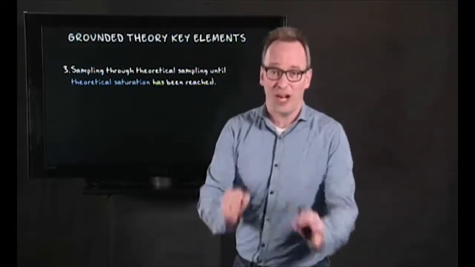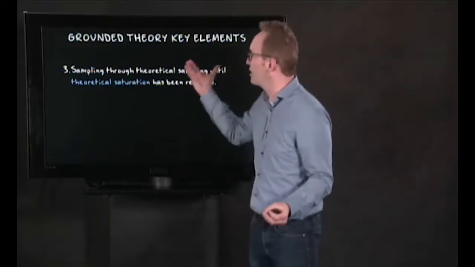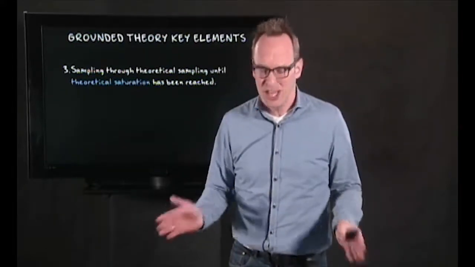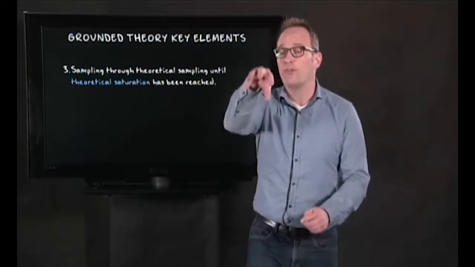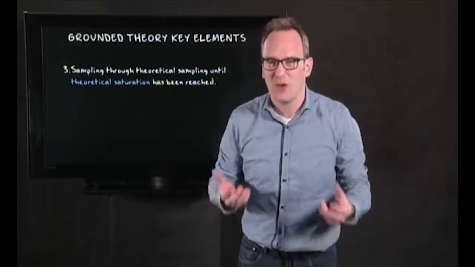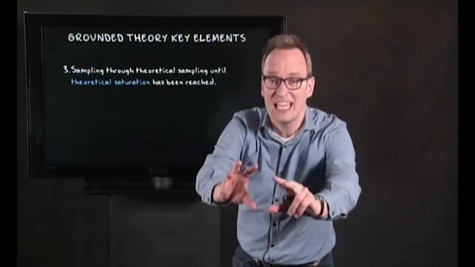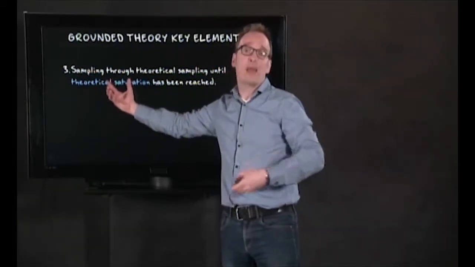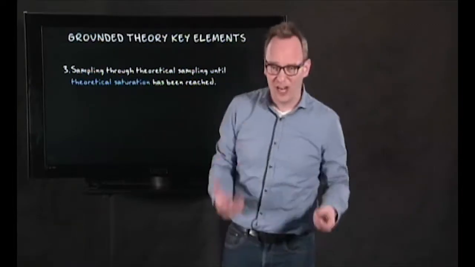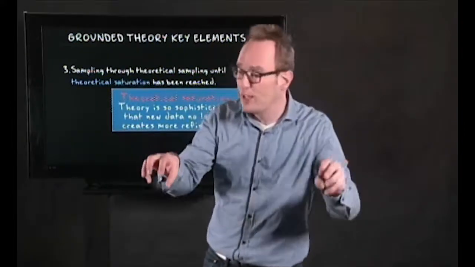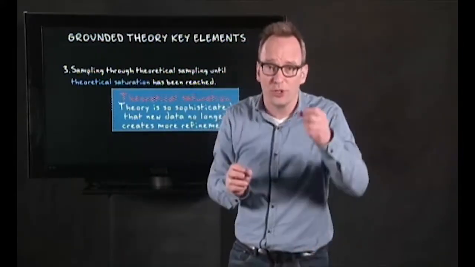The third key element of grounded theory, and the third revolutionary aspect, is that sampling in grounded theory is completely different from sampling in survey research. In survey research, you take a small sample with which you try to say something about the population. In qualitative analysis, that's often ridiculous. What you want to do is take a small sample and say something about theory. So what you try to do is not representation, but saturation. You try to have theoretical saturation. And theoretical saturation you reach when your theory is so sophisticated that every new data point, every new interview does not lead to more refinement of your concepts or your categories that you've created.